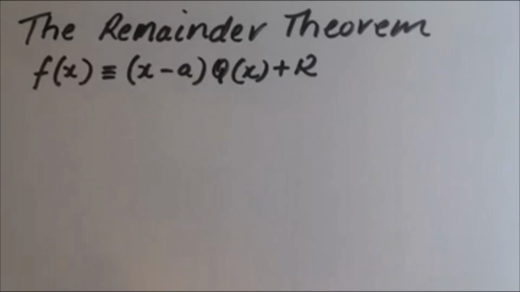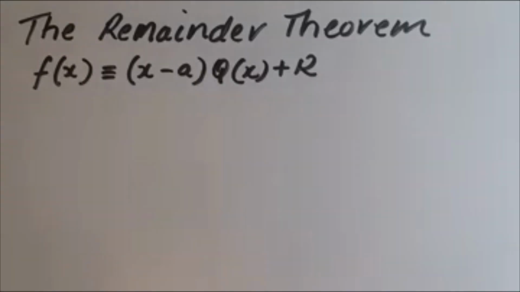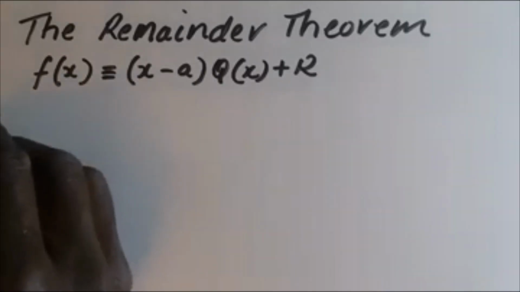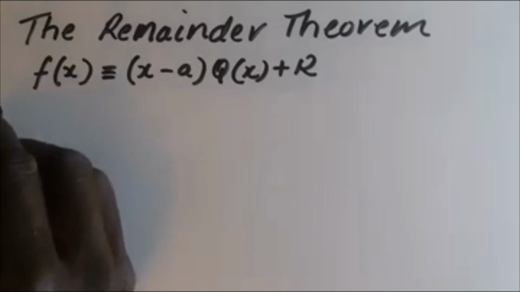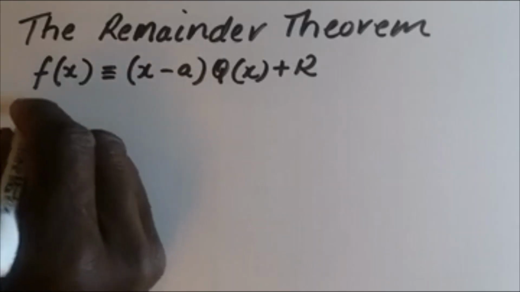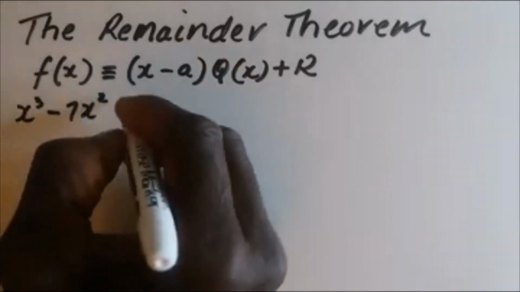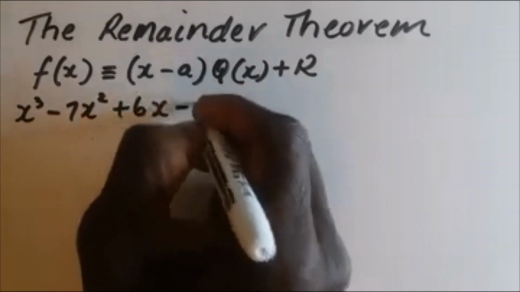More on the remainder theorem. In the previous video I ended up writing this f of x being equivalent to the divisor times the quotient add the remainder. In terms of the function, the polynomial being divided by the linear function, we had f of x was actually x cubed minus 7x squared plus 6x minus 2.